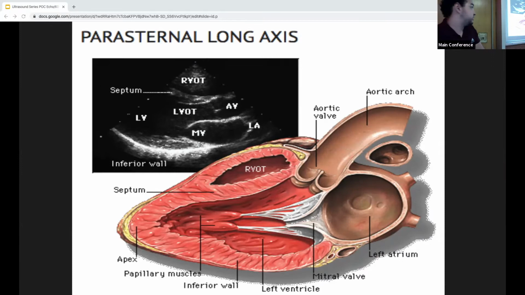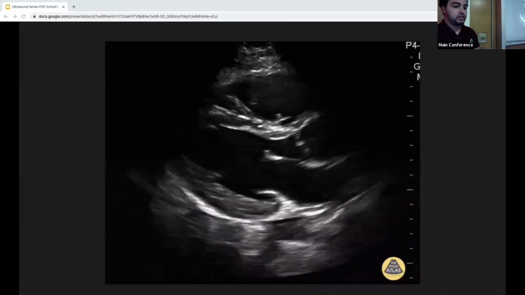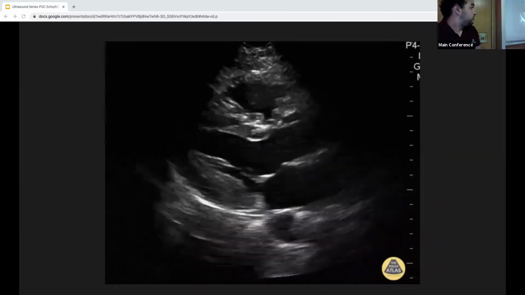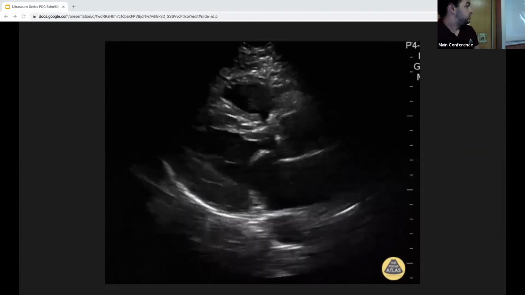So this picture just shows you the view that you're getting with the ultrasound and how it compares to the actual anatomy. So you're cutting the heart in half from top to bottom to assess ejection fraction and other things that we'll go into. So this is what your view at the end should look like.